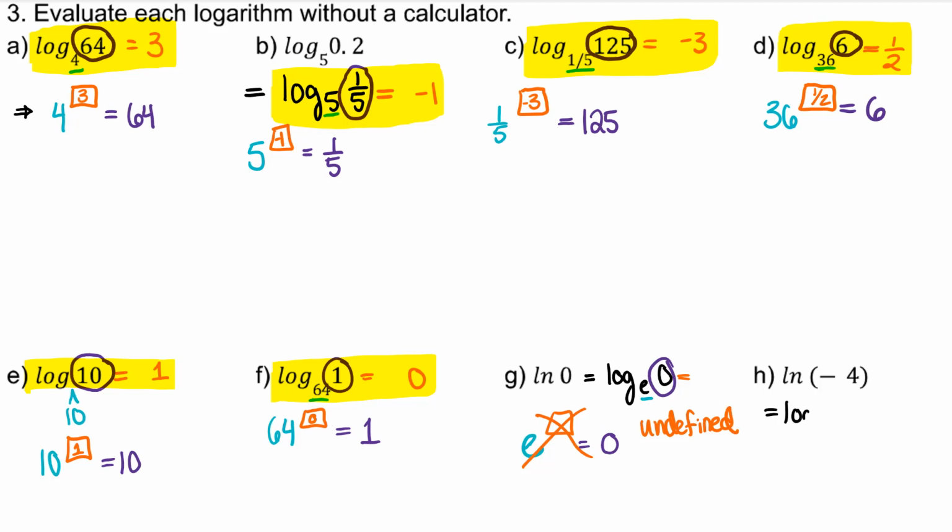ln of -4 is saying log base e of -4, which is asking e to the power of what is -4. Nope, we're not going to get a negative when your base was originally positive. So this is also undefined. You cannot take any log of a negative number.